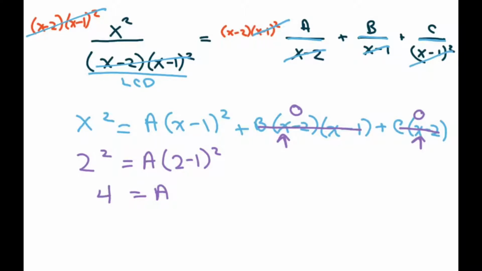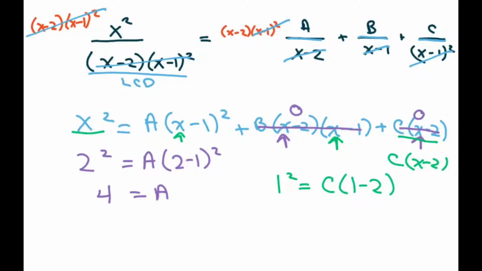Now if we let x be 1, what's going to happen is you get a 1 in here, that's going to zero out, a 1 in here, that zeroes out. So we're just going to take the c times x minus 2. So I'm going to plug in 1 here, and you get 1 squared equals c times 1 minus 2. So we get 1 equals negative c, therefore c equals negative 1.